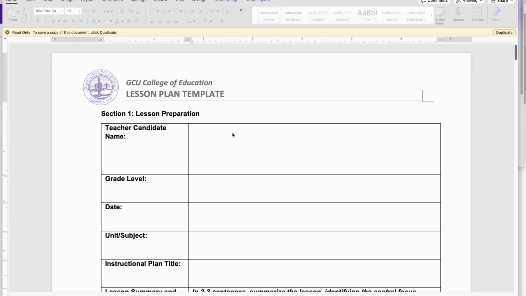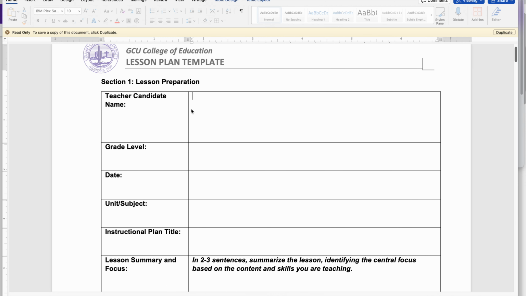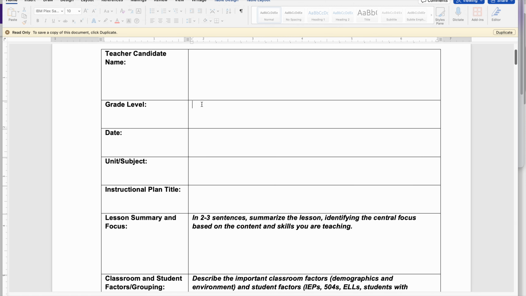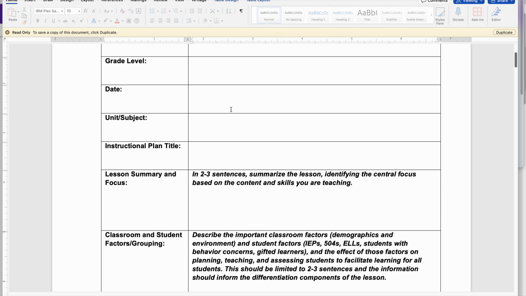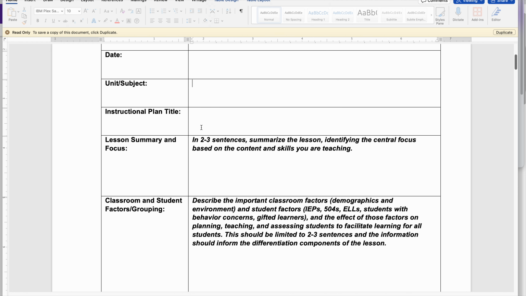The lesson plan template is within here. First, you're going to fill in your name, the grade level your lesson plan is targeted to, the date, and the unit that the lesson plan would fall in. So for instance, if you're adding and subtracting fractions, it's going to be in the fractions unit. If you're doing mean, median, and mode, it's going to be in the statistics unit.